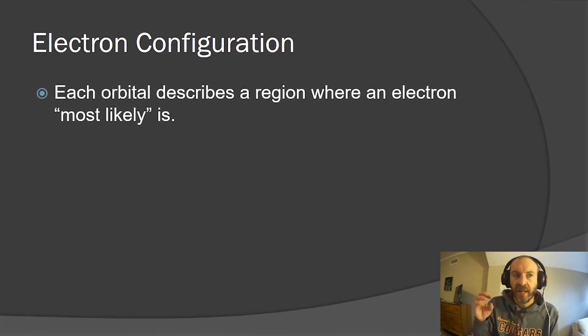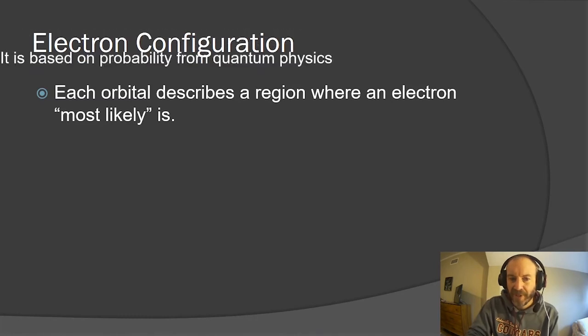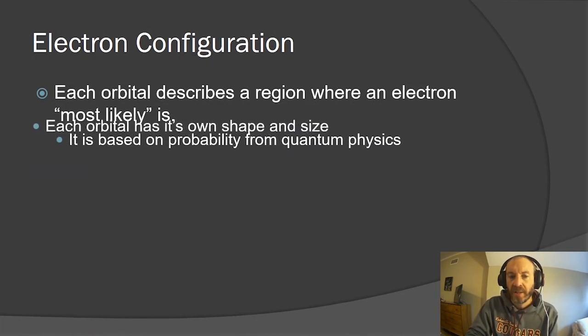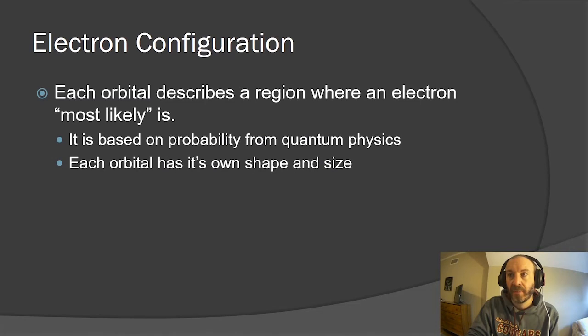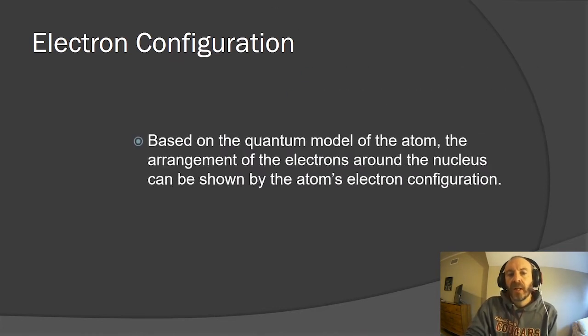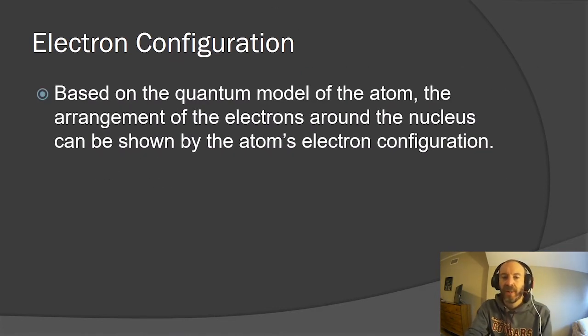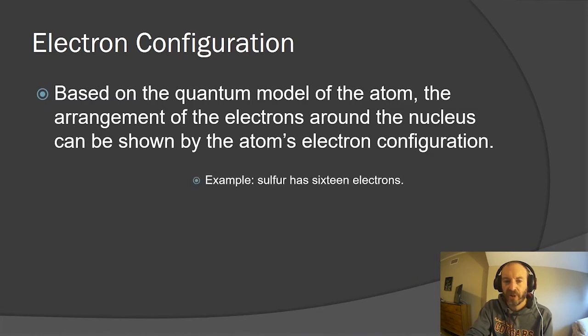If each orbital is like a region where the electron most likely is, you can write out an electron configuration for each element. And I already said all these things, but each orbital is based on probability, and it has its own unique shapes and sizes, which we don't need to get into. So the arrangement of the electrons around the nucleus can be shown by the atom's electron configuration. Each atom has its own unique electron configuration. I would write that one down because that's a definition of what electron configuration is.